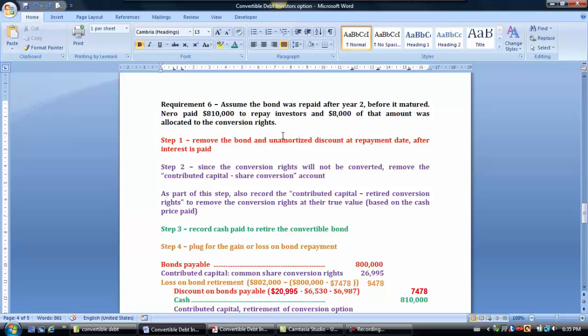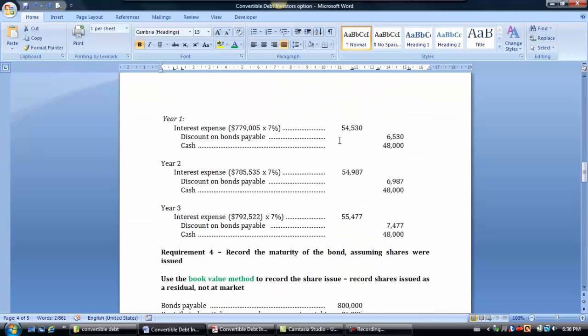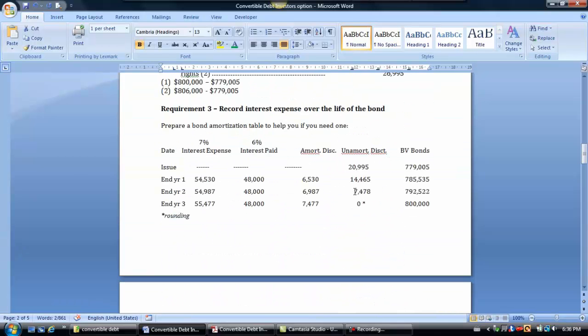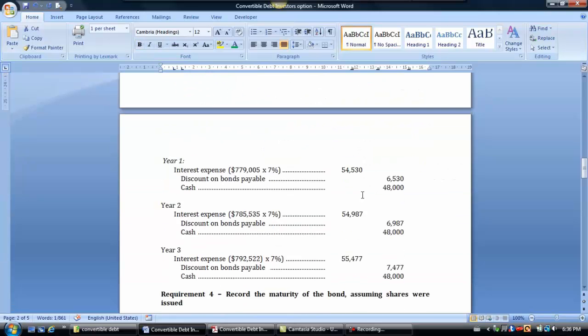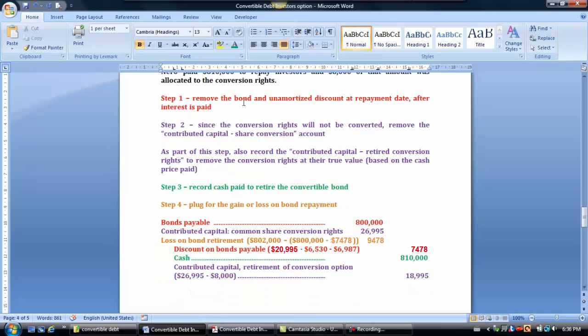They accepted the $810,000. So here what you want to do is calculate the amount of the unamortized discount. Now, we did do the table earlier, so we know that at the end of year 2, if we just scroll back up here, we have unamortized discount of $74.78. So what we would do is remove that from our records, as well as the bond. So I've just color-coded it here to show that this is the first step. This is the way I do it, by the way. Other people do things in different orders. This is the way I process it. I'm going to get rid of the bond and the applicable discount by fully amortizing it.